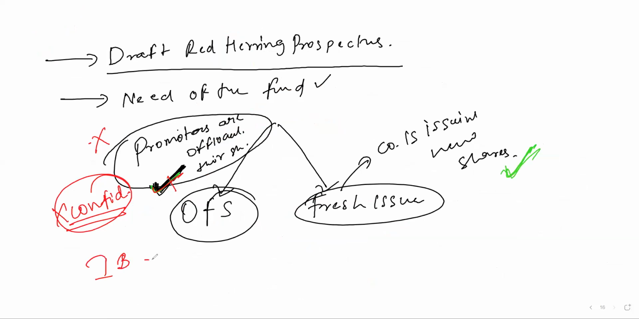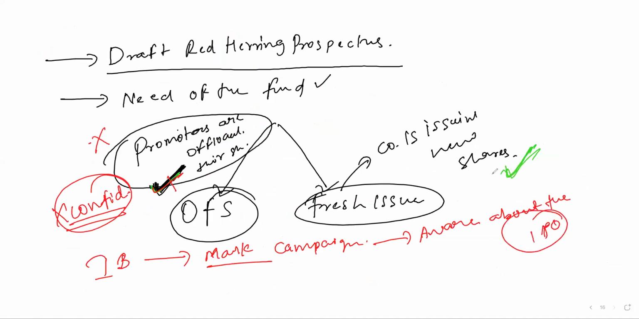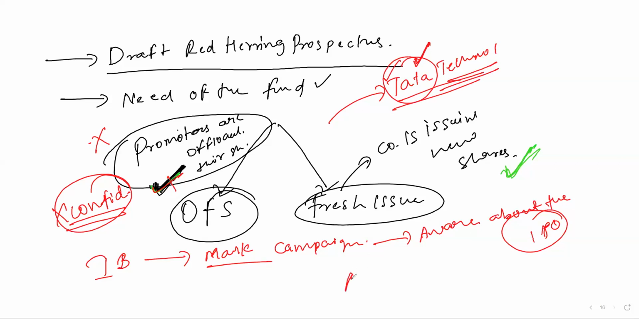Now, investment bankers also have to run marketing campaigns so that more and more people are aware about the IPO. One such successful campaign that I could think of in a recent IPO was Tata Technologies. The marketing buzz, probably due to the brand name of Tata or due to the marketing campaign initiated by the investment bankers, attracted a very good response from the subscribers. Once the allotments are finalized, if shares are allotted to you, they will be credited in your demat account. If not, the refunds will be initiated.